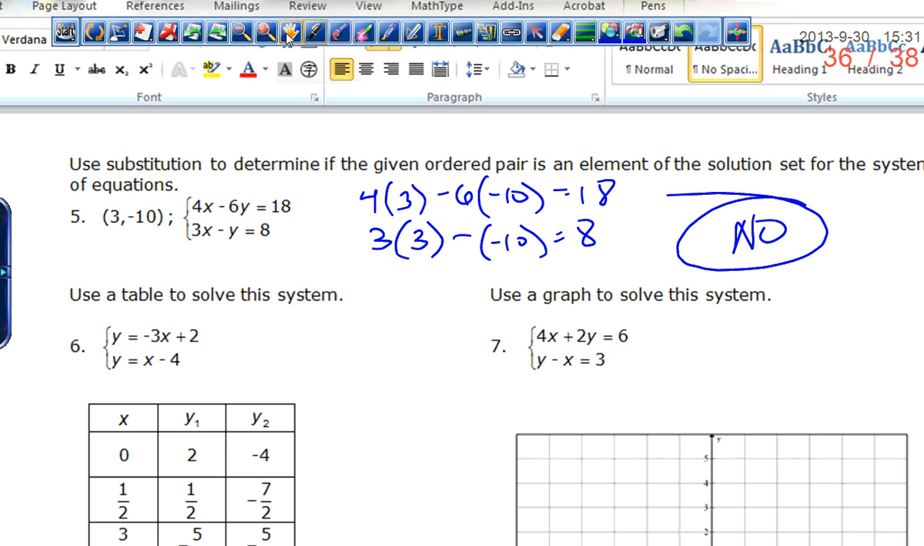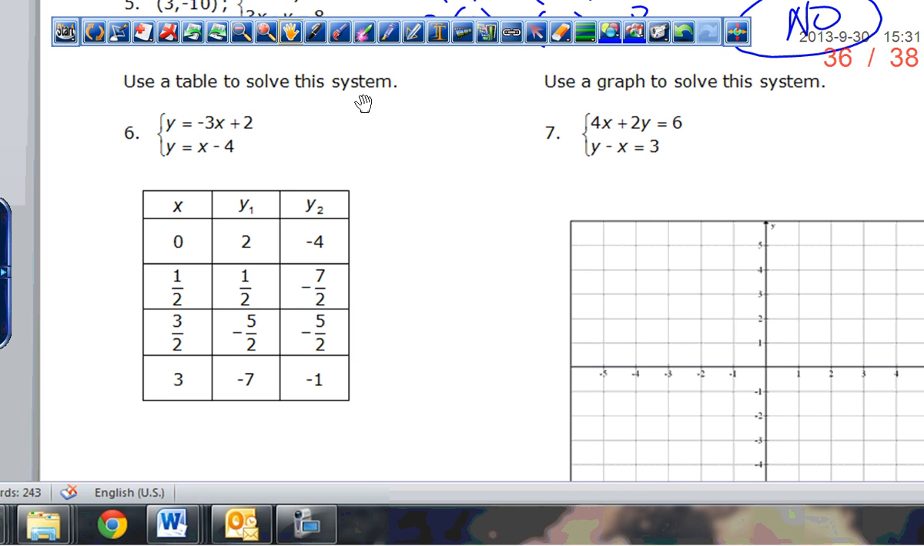All right, number 6. Say that on number 5, the first one did work, then you have to do the second one, but the second one doesn't work. It's still a no. The solution has to work for both of them. If the solution doesn't work for both of them, the answer is no, that particular point is not a solution. Doesn't necessarily mean there's not a solution, it just means that one's not.